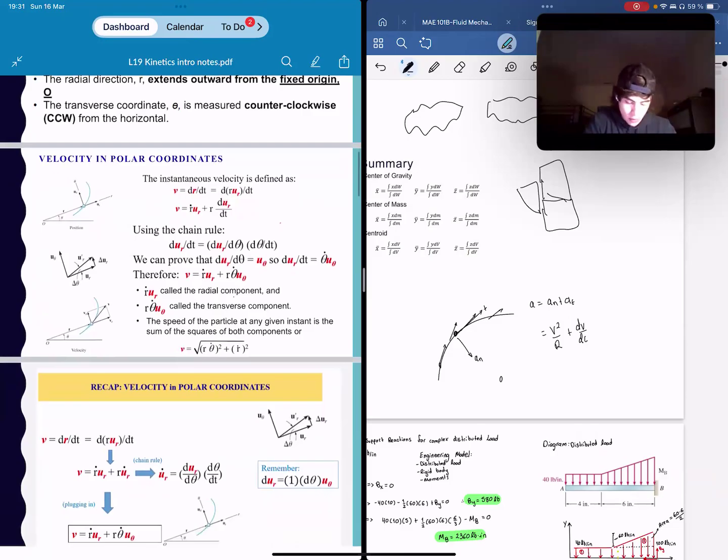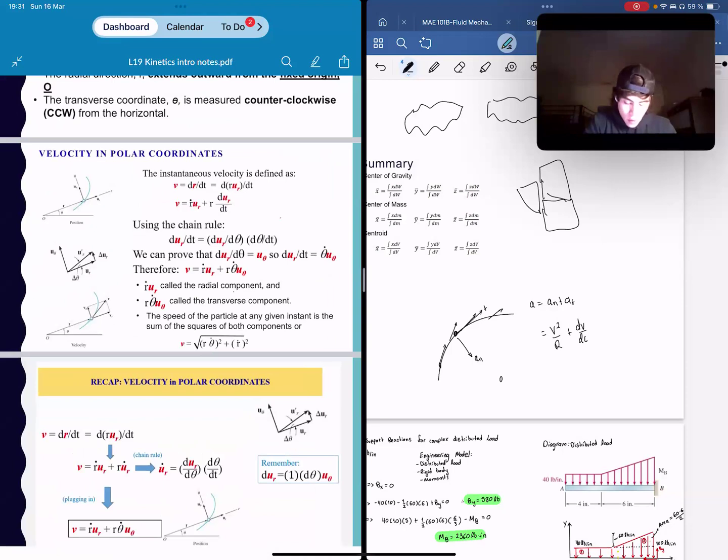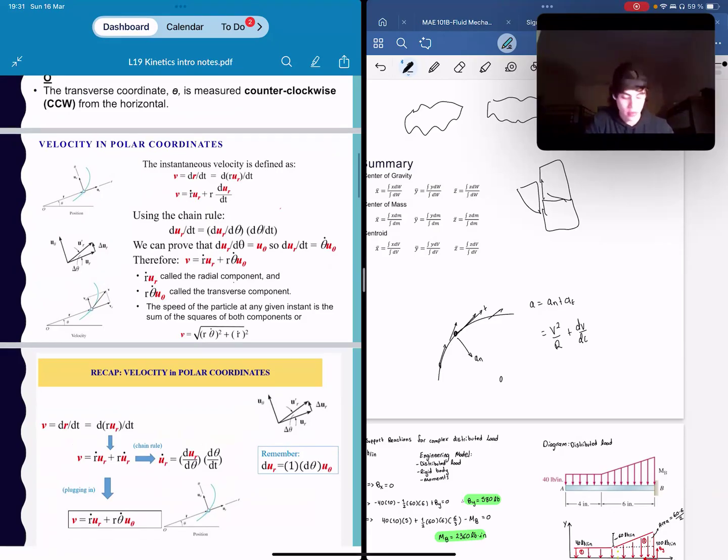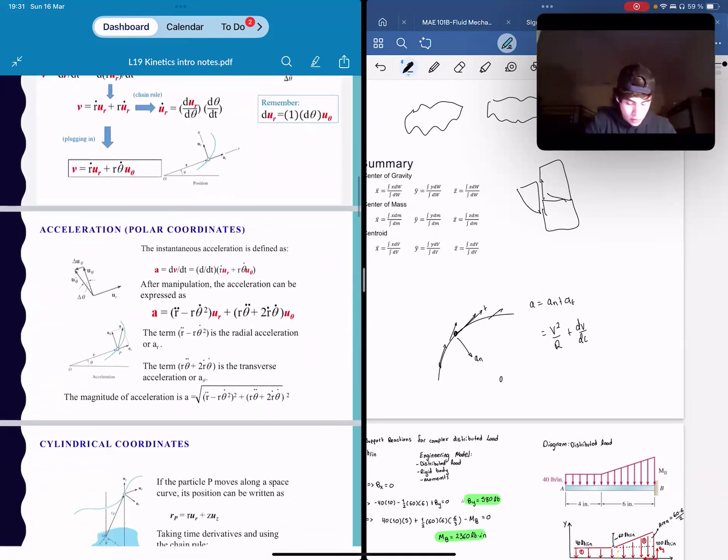But I guess important to remember is that the velocity is r dot u r plus r theta dot u theta, where r dot and theta dot are functions of time. In most cases, r is a function of theta and theta is a function of time. So that's important to take into account because now we have to apply calculus rules, the product rule and the chain rule, for this type of cases to derive this equation, which is right there.